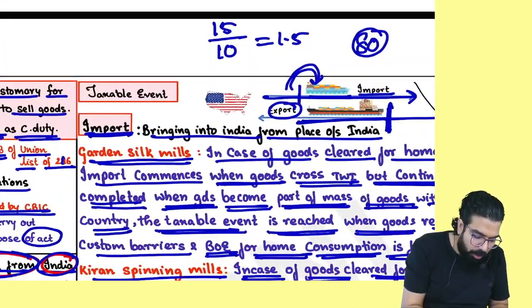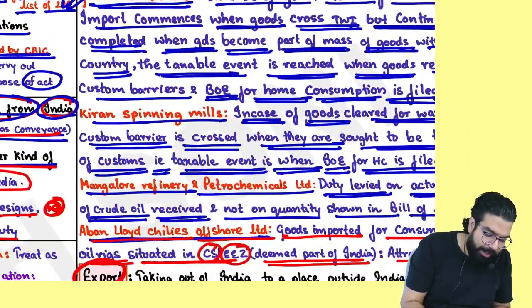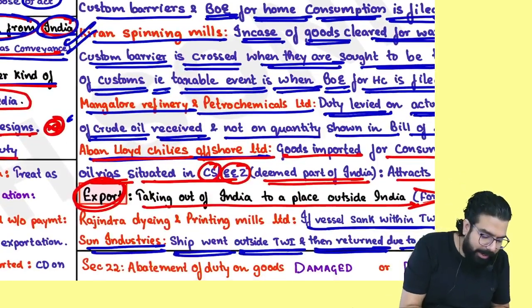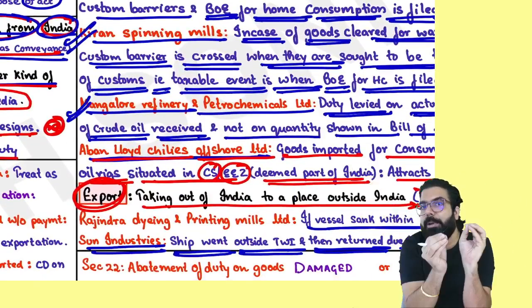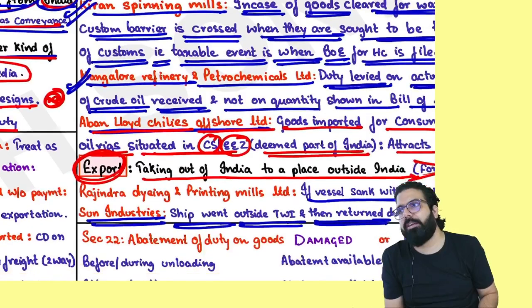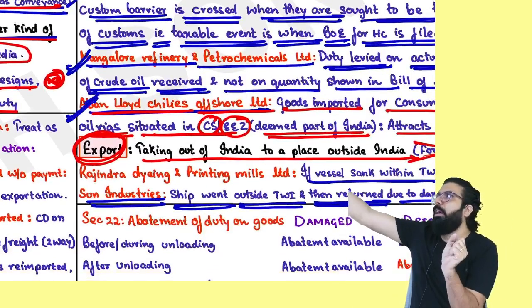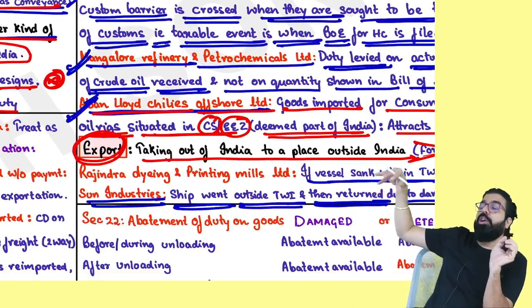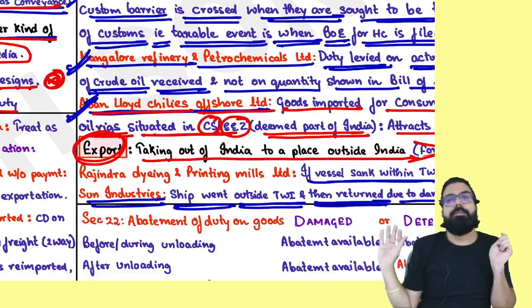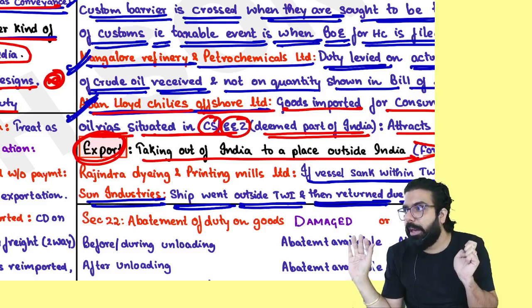People, yes or no? Garden Silk Mill case law and Kiran Spinning Mill, Mangalore Refinery case law told what goods are actually coming into India. On that you have to pay the custom duty. Urban Lloyd Offshore Chill Limited, from outside India, the goods came to the exclusive economic zone. You will be liable to pay the import duty. Can I go ahead, everyone?